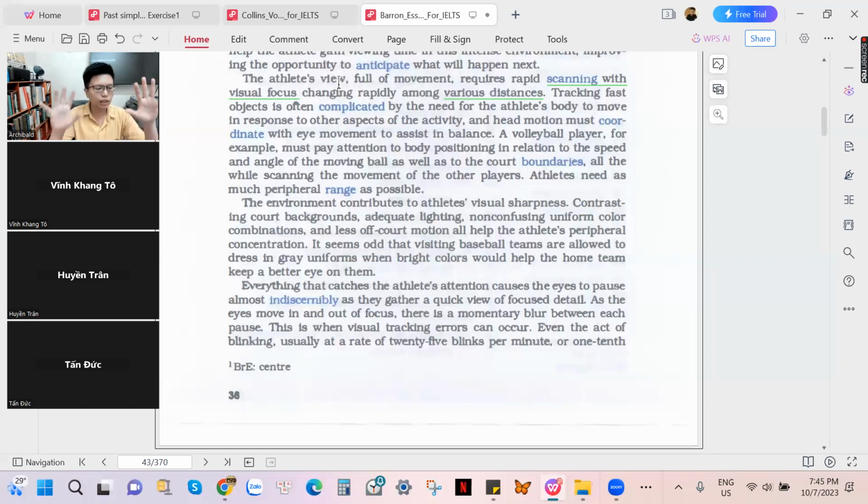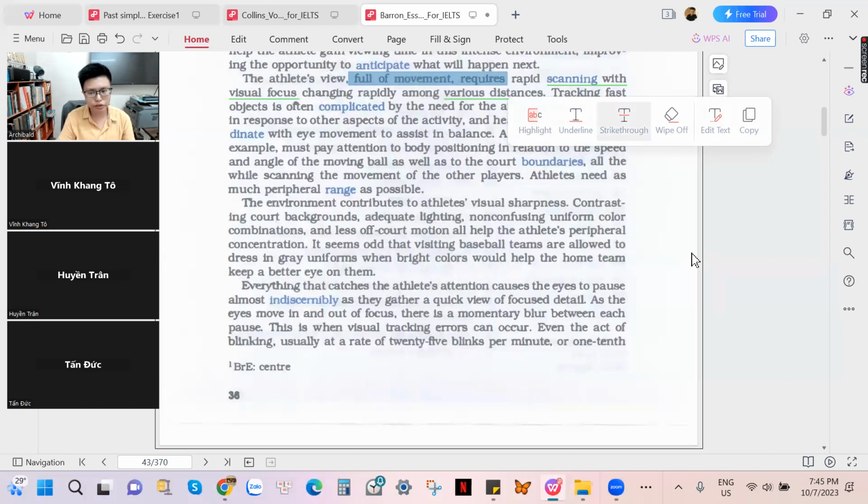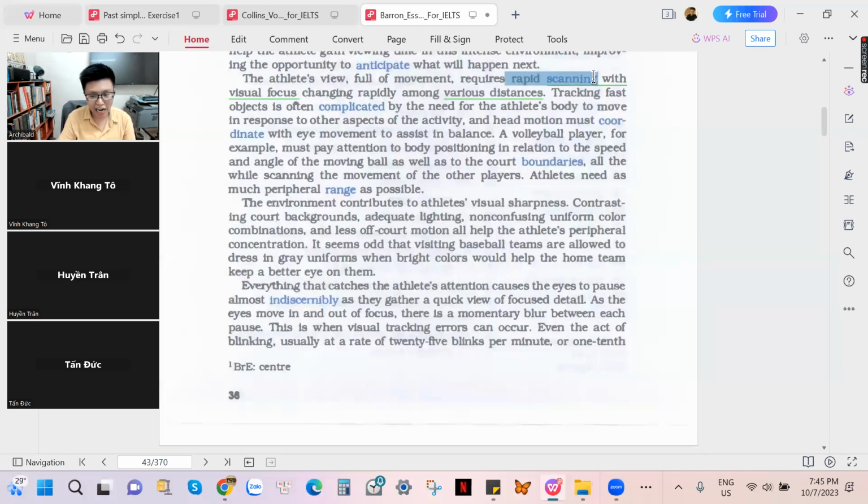View is not about a beautiful picture. View here is about how he thinks and how he sees everybody or the world in the eyes of a sports person. So here, the athlete's view, the athlete's thoughts, require rapid scanning. It means that the way the athlete thinks about the world really requires him to scan everything very fast by his eyes.